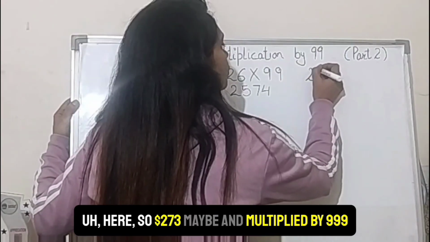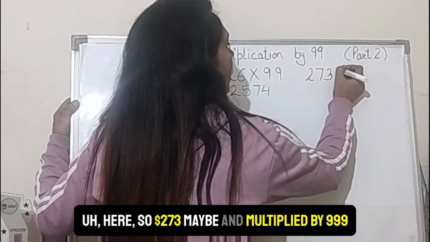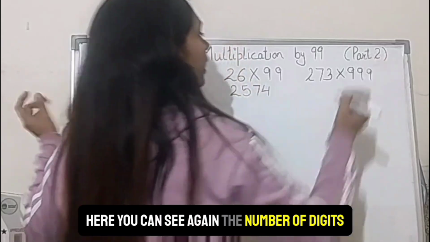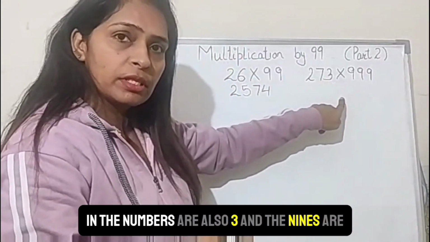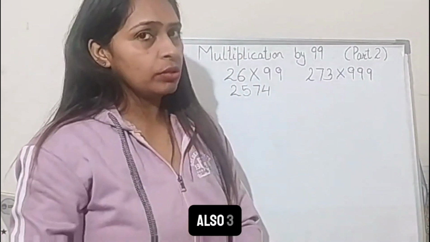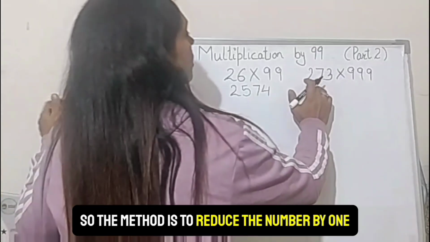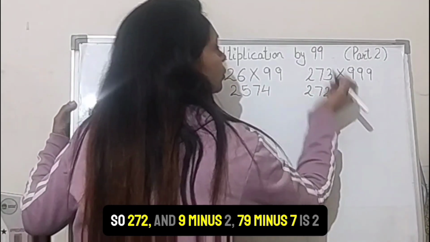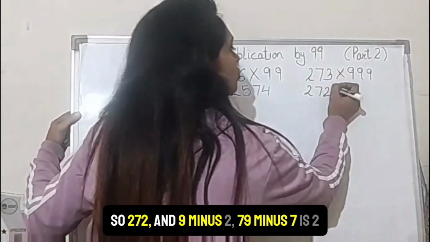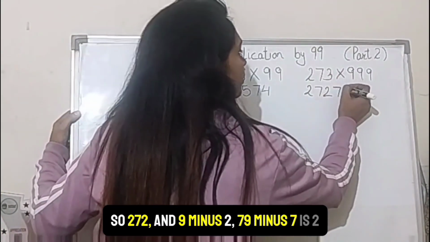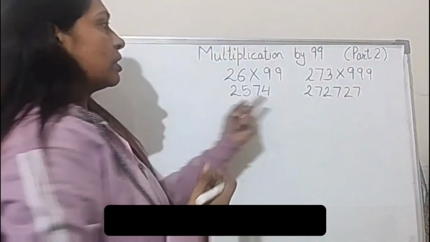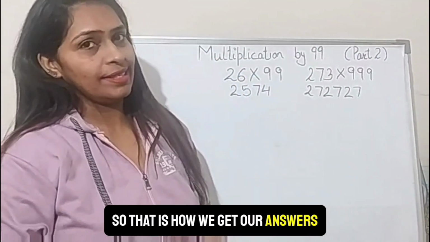Let's take up one more one here. 273 maybe, multiplied by 999. Here you can see again the number of digits in the number is 3 and the nines are also 3. So the method is to reduce the number by 1. So 272, and 9 minus 2 is 7, 9 minus 7 is 2, 10 minus 3 is 7. So that is how we get our answers.